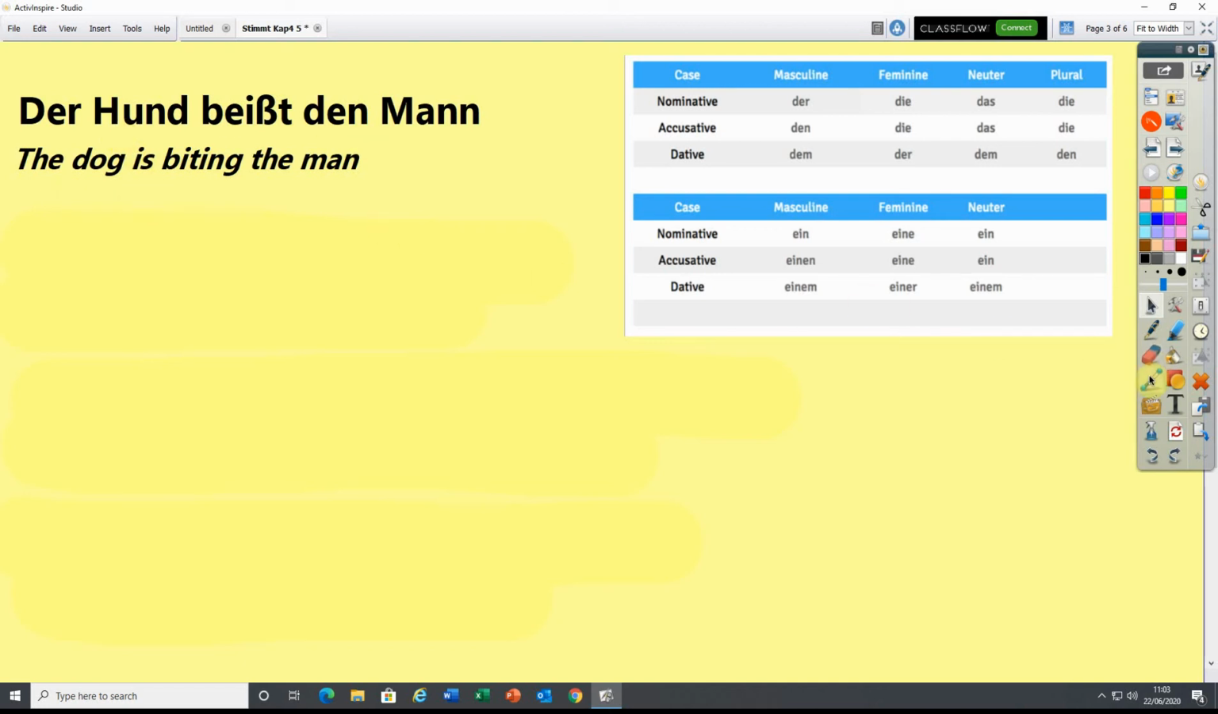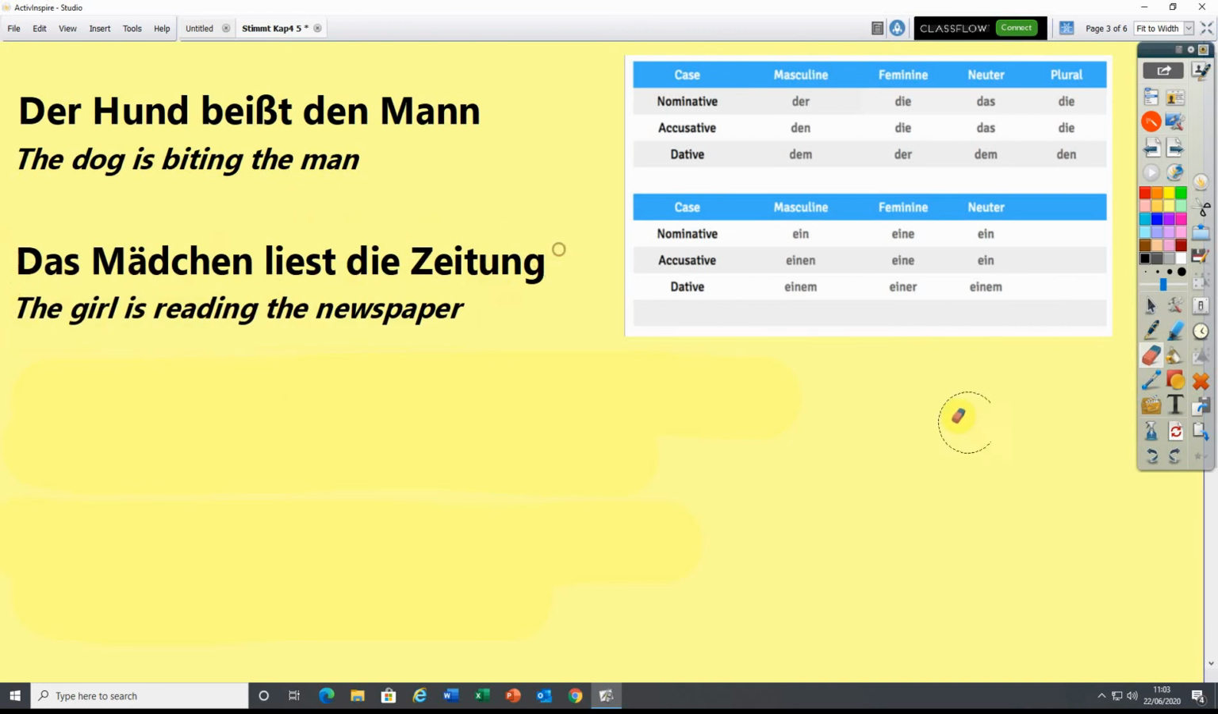What about our second example? What have we got here? So here we have Das Mädchen liest die Zeitung. The girl is reading the newspaper. It's the same principle as the one before, except I've used different genders. So the verb is reading, liest. Who or what is doing the reading? It's the girl. Das Mädchen. That is the subject, therefore it's the nominative case. Now Mädchen, bizarrely, for a girl, for a person, is a neuter noun. It's das Mädchen. And what is she reading?